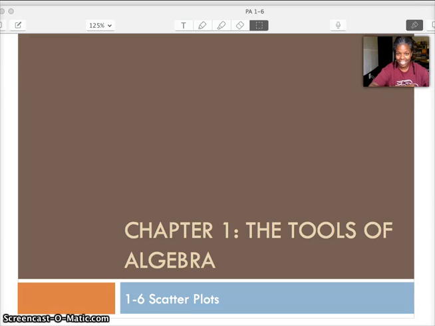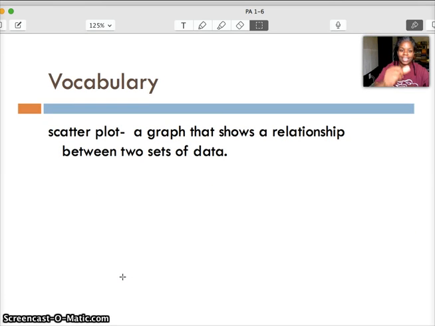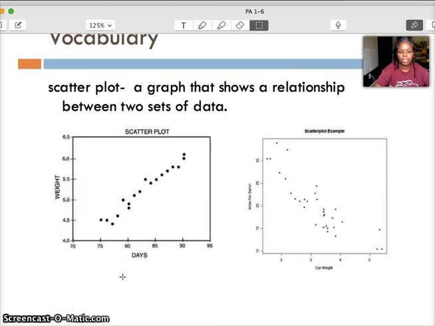Hi friends, we're at the end of chapter 1 and we're at section 1.6, and we're looking at scatter plots. Let's take a look at our vocabulary for today. Our vocabulary term is only one term. Yay! Our vocabulary term is scatter plot, and it's a graph that shows or demonstrates a relationship between two sets of data. We have a few examples here of what they look like.